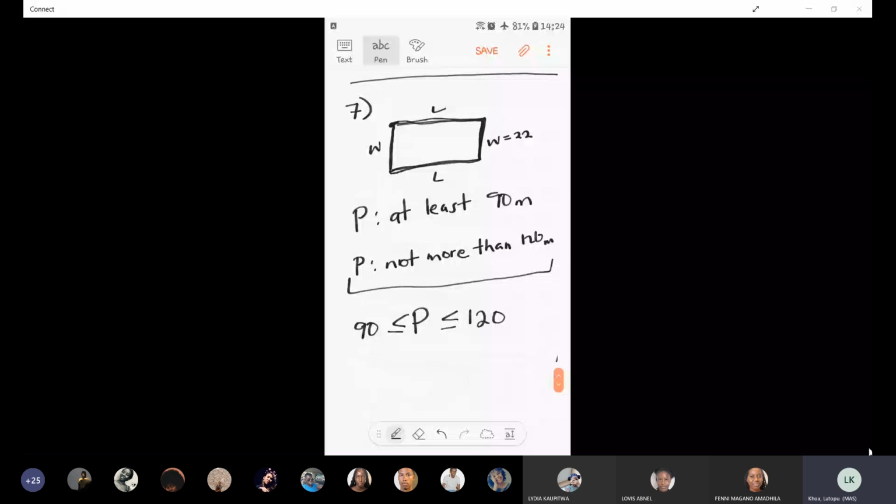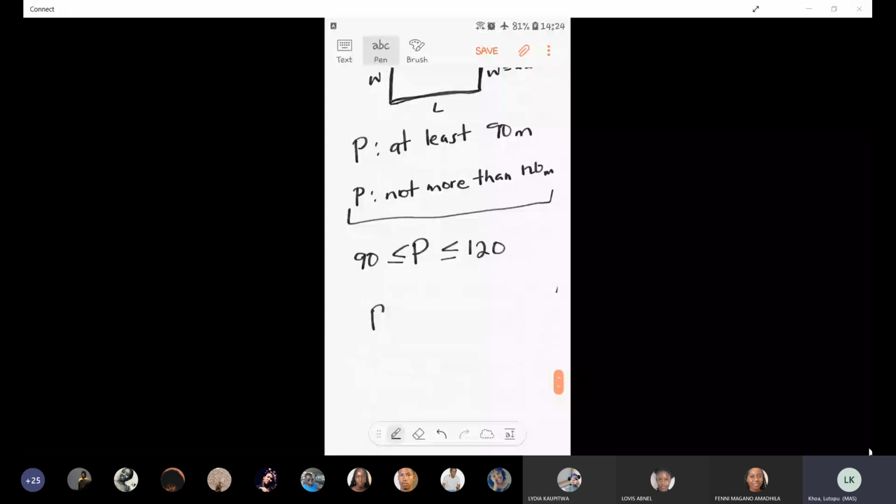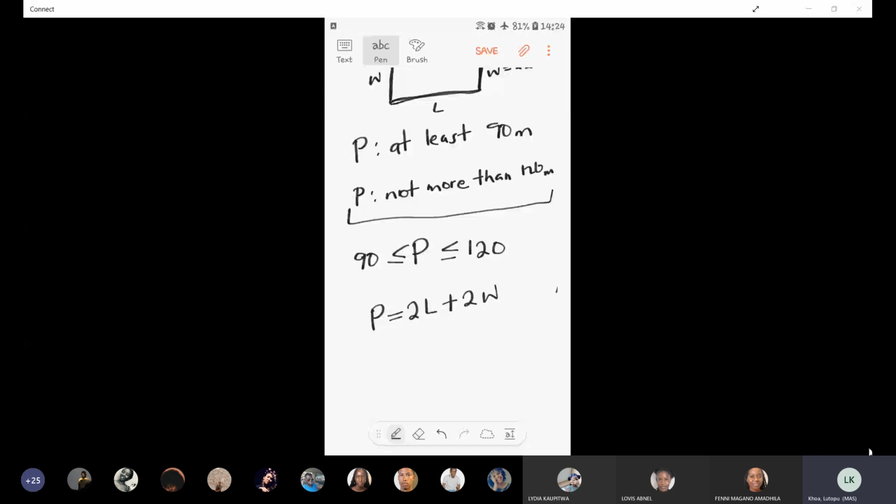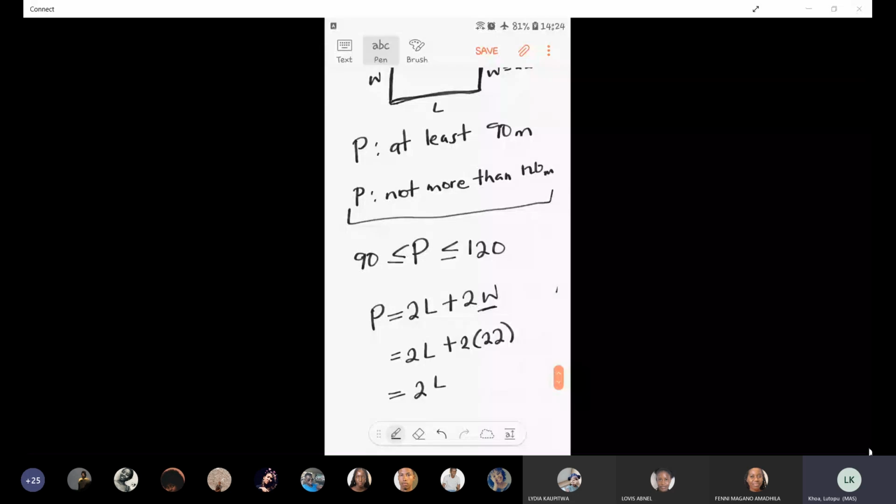So perimeter, the formula is 2L plus 2W. Now I know that the width is 22, so I will substitute that. So I have 2 times L plus 2 times 22. This is 2L plus 44. So this is my perimeter that I need to ensure is between 90 and 120.